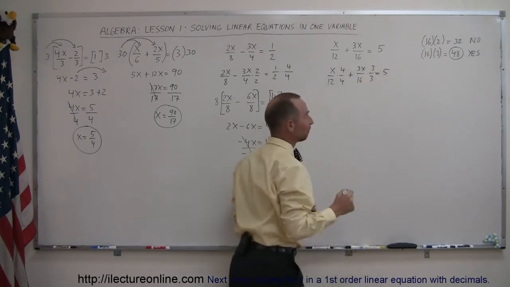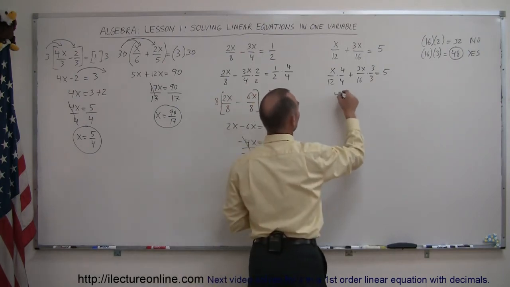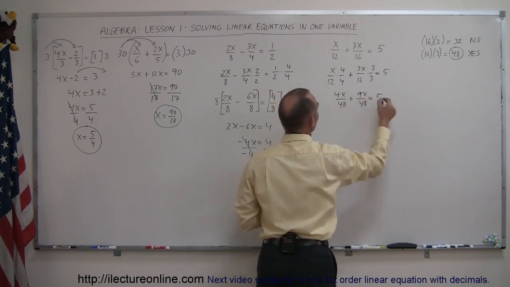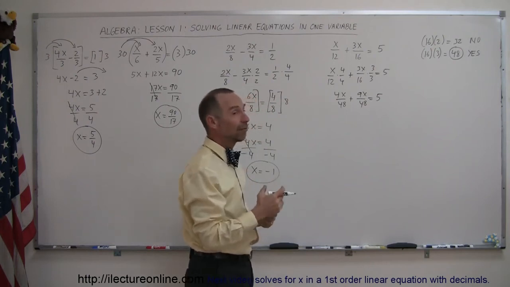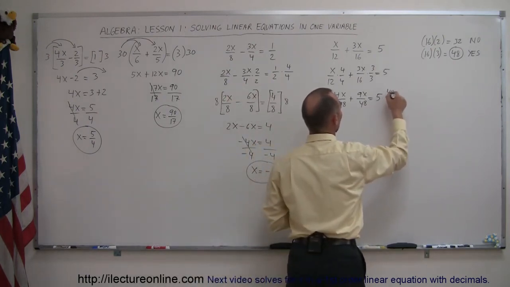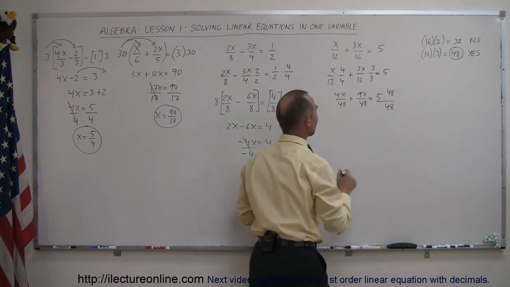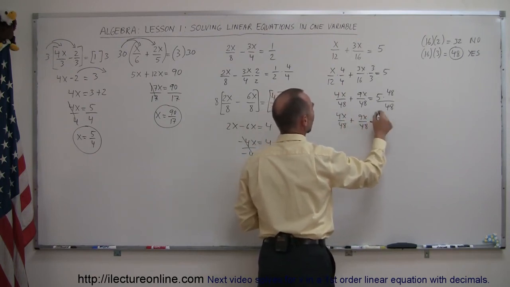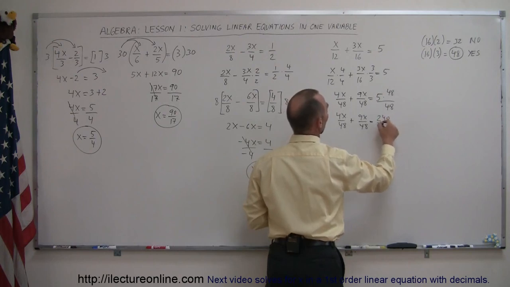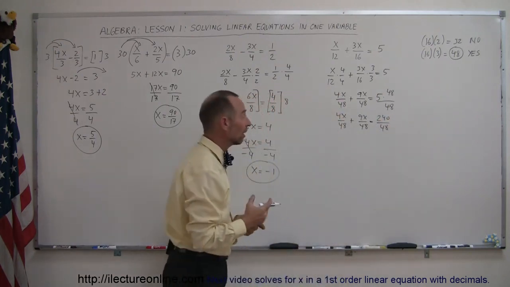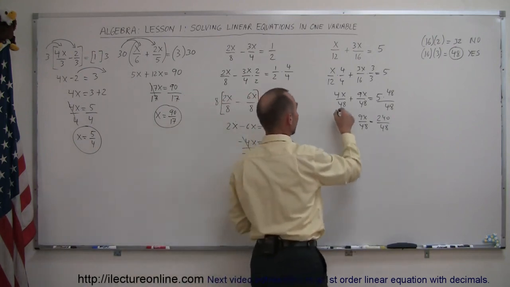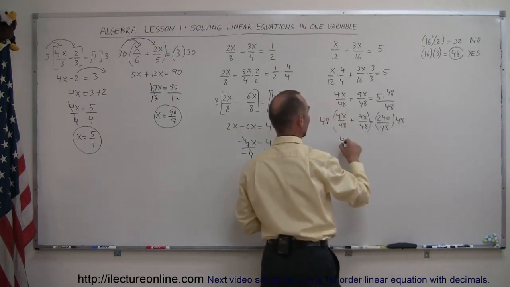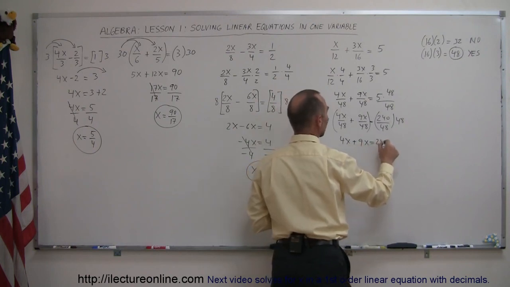That equals 5. Now when you do that, you get 4x divided by 48 plus 9x divided by 48 equals 5. And of course, now you also must multiply the right side by 48 over 48. So multiply this times 48 over 48. And so then you get 4x over 48 plus 9x over 48 equals 5 times 48. That's 240 over 48. And then you can see that you can get rid of the denominator by multiplying both sides by 48. So multiply the left side by 48, multiply the right side by 48. The denominators cancel out, so you end up with 4x plus 9x equals 240.